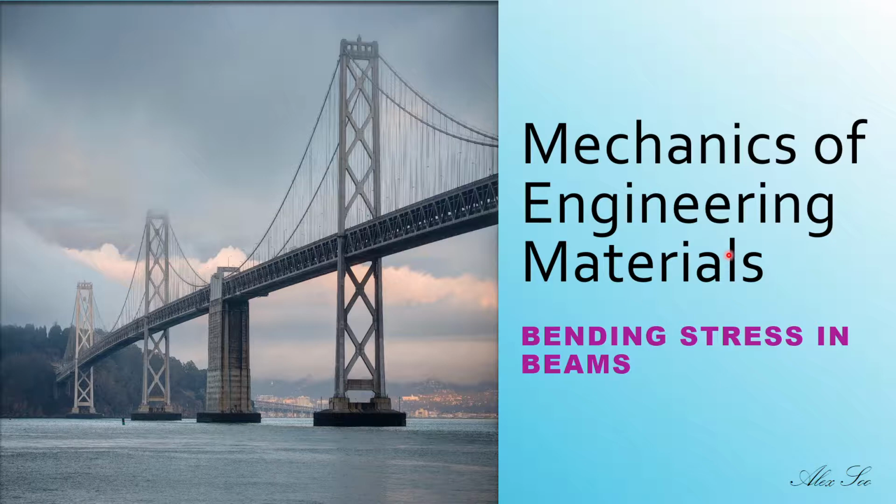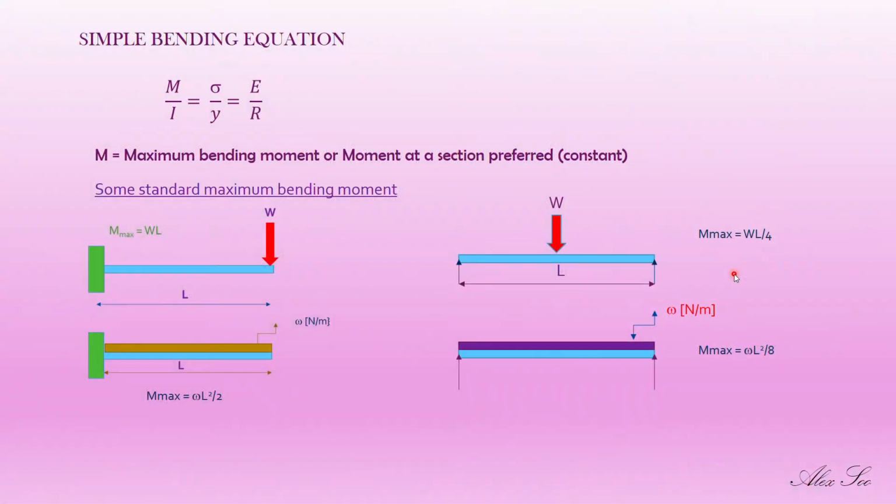Okay, now in this part we will be dealing with bending stress in beams. We have done torsion, now this is bending stress in beams. For bending stress in beams, you have to know this equation, which we call the simple bending equation. Earlier we had the simple torsion equation, and now we have the simple bending equation.